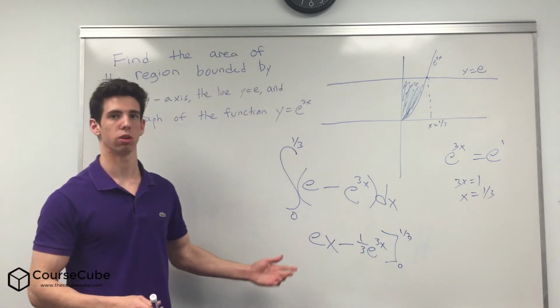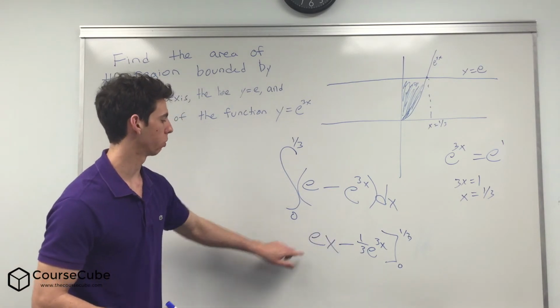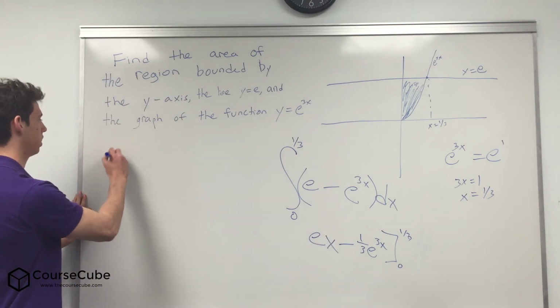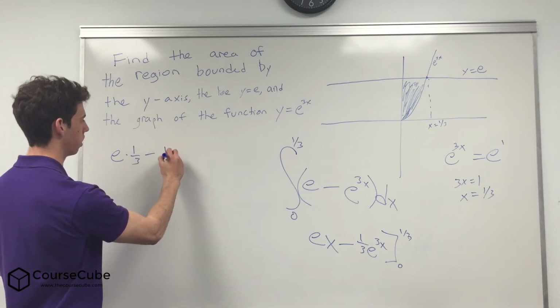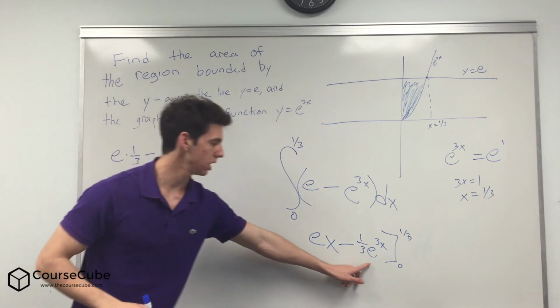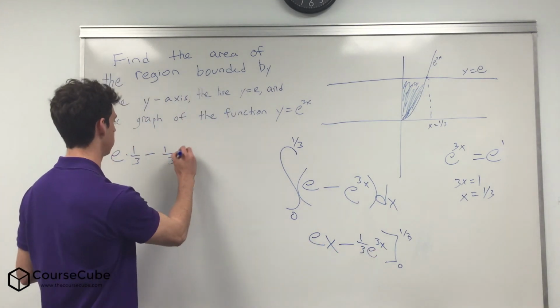So let's plug in those numbers and do the algebra. That's our final step. First we plug in 1/3. We're going to say e times 1/3 minus 1/3 times e to the 3 times 1/3, so that's e to the 1, so that's just e.